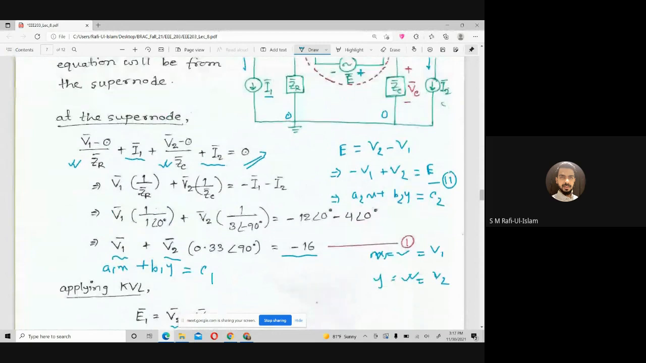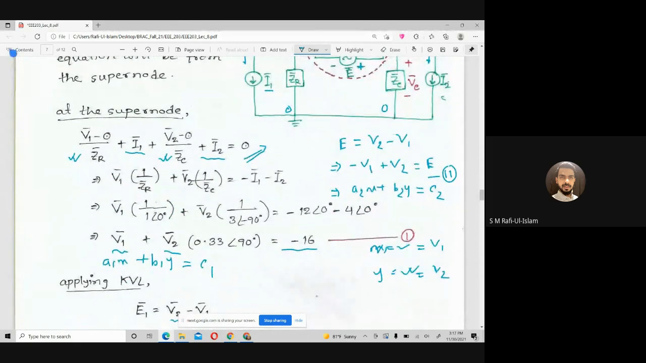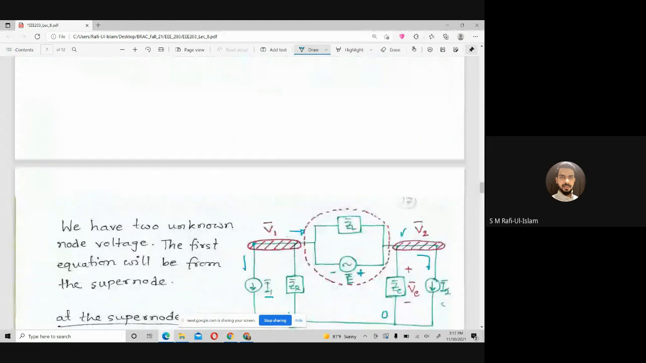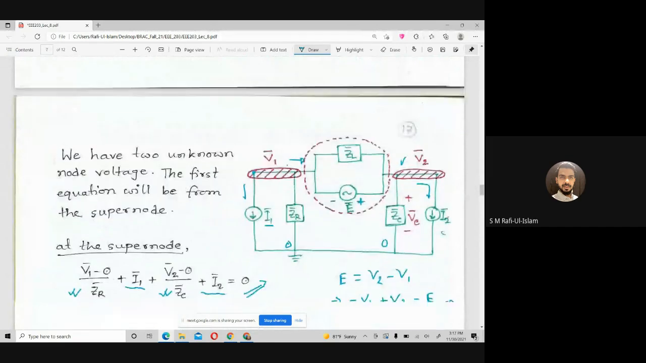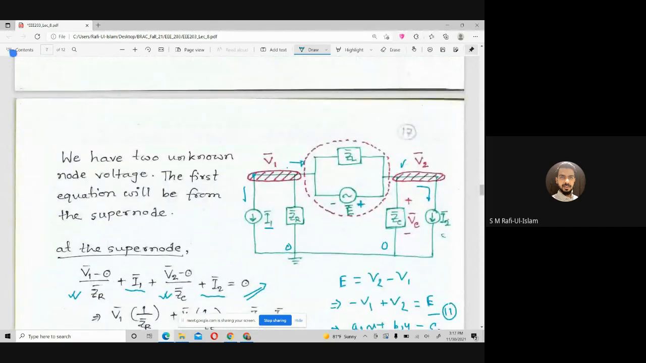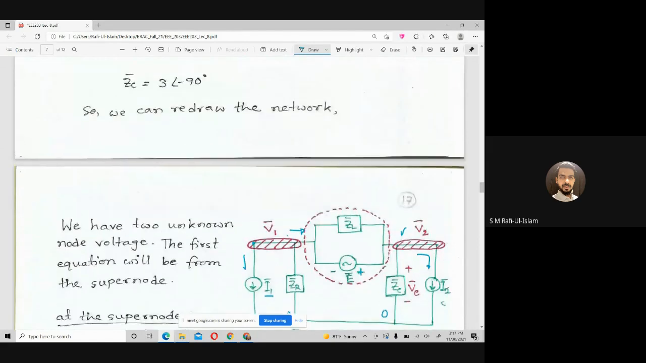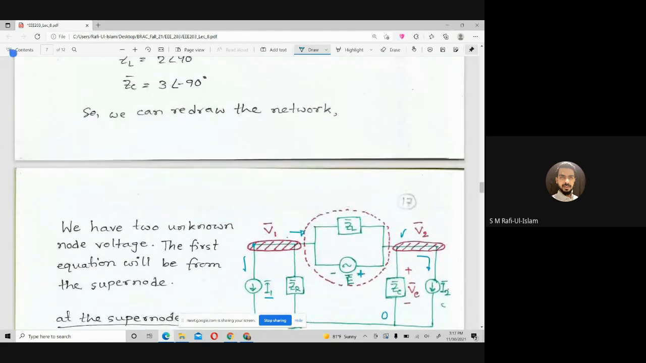Now I want to discuss something about the supernode. Right now, if somebody doesn't want to go for a supernode, like we have learned how to write the equation for a supernode, but we don't want to use a supernode, how do you do so? We can do it in this way. Check it out.